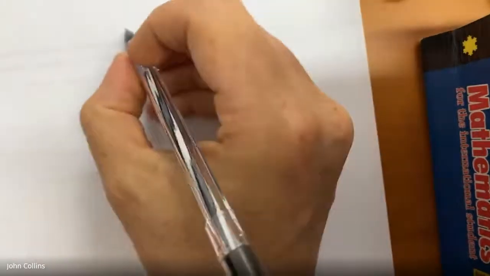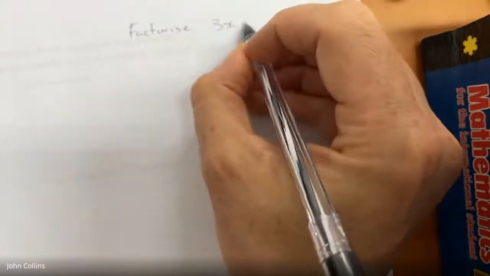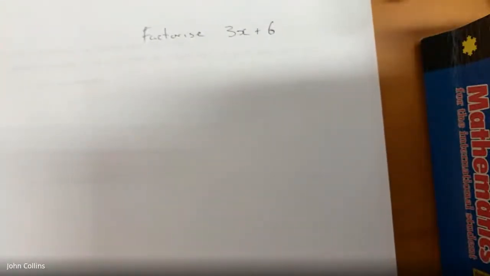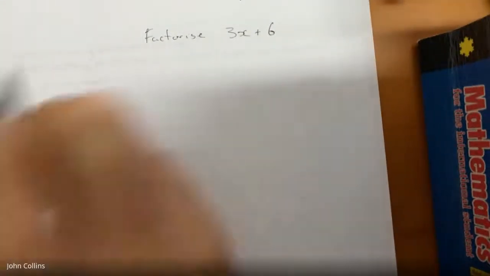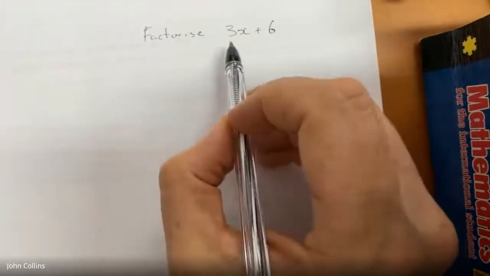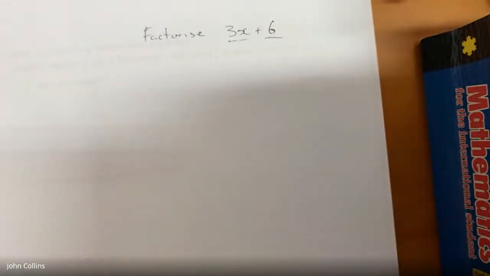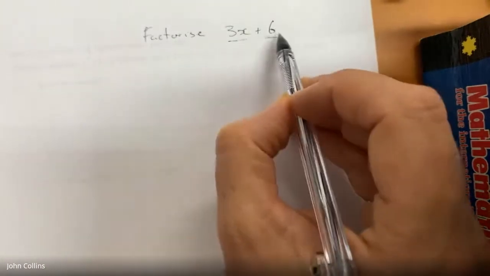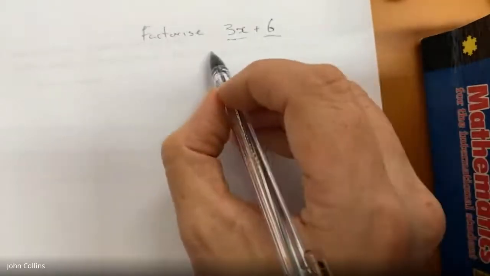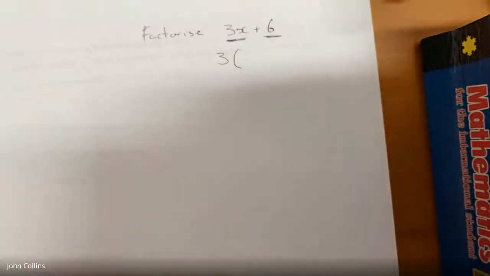and I say factorize 3x plus 6. Oh, well, I have the answer above, but I've removed it now. So what we need to figure out is what's the largest thing that divides into both 3x and 6? Yes, 3 divides into 3 and 6. X doesn't divide in. So the common factor of 3x and 6 is 3. So we put that outside the brackets. What's left behind?